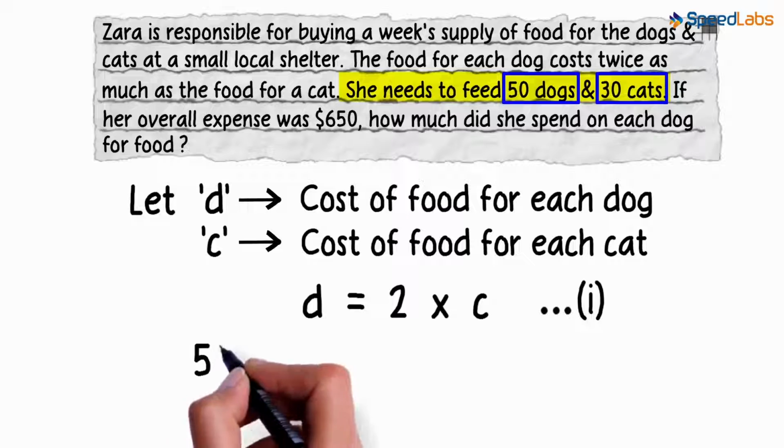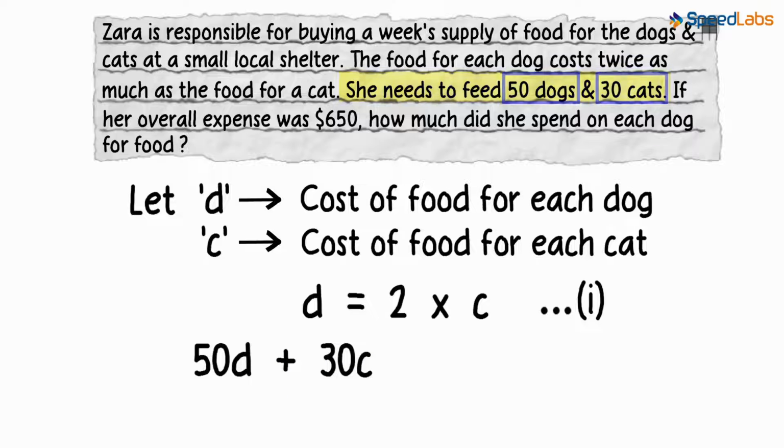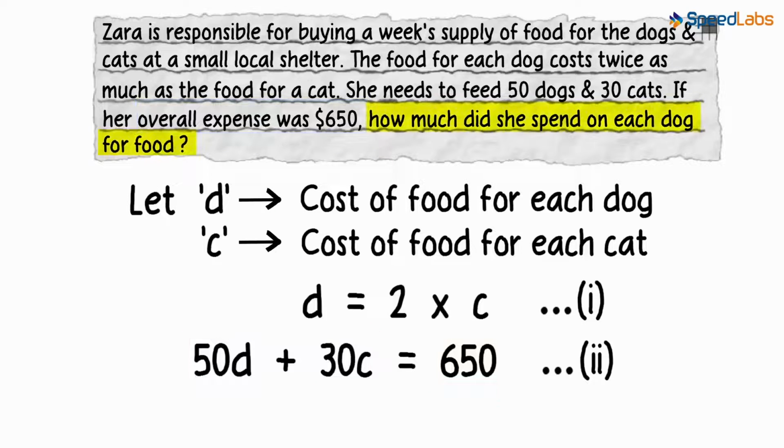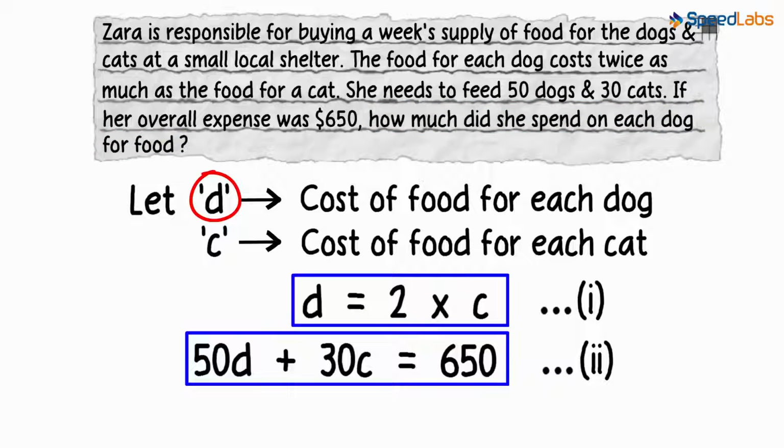It will be 50 times D plus 30 times C. And her overall expense is $650. So these two will be equal to each other. The total cost will be the overall expense. What have we been asked for? Yes, the amount Zara spent on each dog for food. We've been asked for nothing but D. Go ahead, why don't you try solving for the value of D using these two equations?